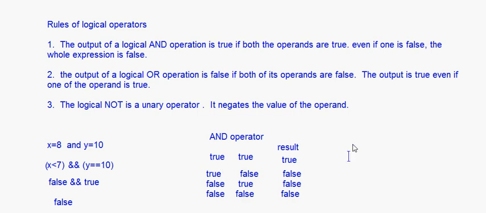It can also be put like this: 1 and 1, the result is 1. 1 and 0, the result is 0. 0 and 1, the result is 0. And 0 and 0, the result is 0, right? So this is basically what we have seen here. Both of them should be true so that the result is true. If one is false, the result will be false.